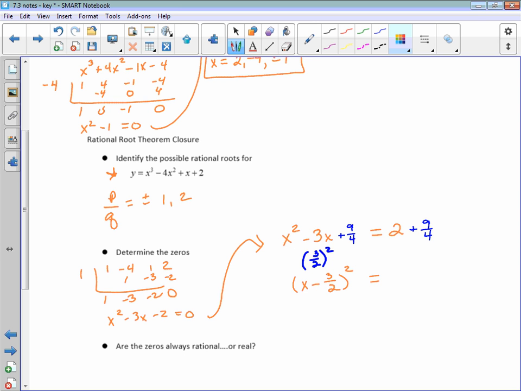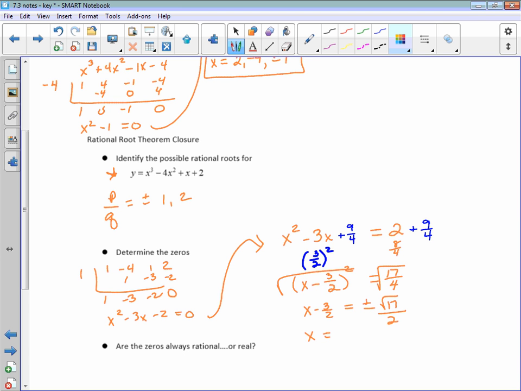Now on this side, yes, you have to add 2 fractions together. Would you agree that 2 is really just 8/4? So what's 8/4 plus 9/4? 17/4. You've completed the square now, and you just have to solve. How do I get rid of the square? Square root. So I've got x minus 3/2 equals plus or minus square root of 17, and then what's that going to be over? 2, because the square root of 4 is 2. You have 1 step left and you're done.